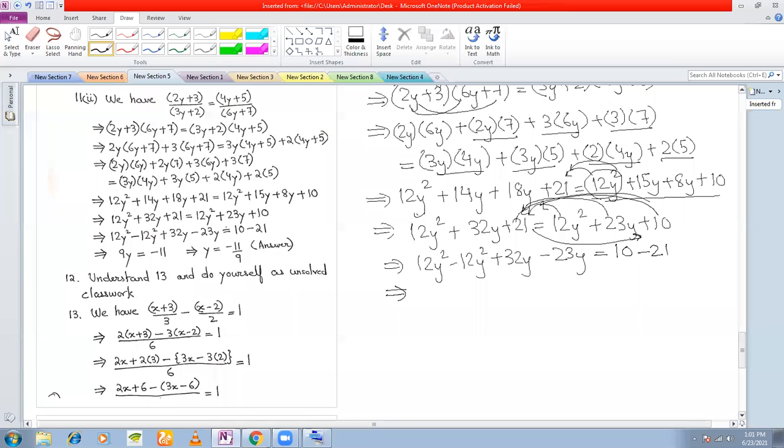So now what happened? These two cancel. 32 minus 23 is 9 is equal to 10 minus 21 is minus 11. That means y here is minus 11 divided by 9. And that is your answer.